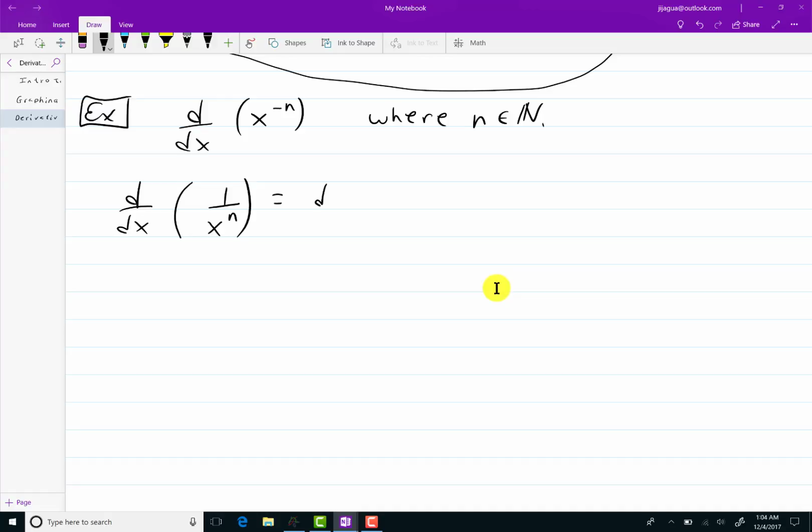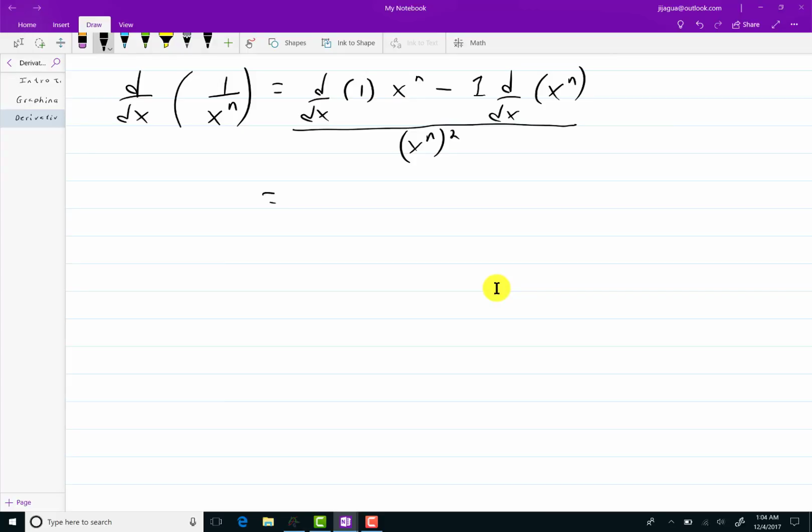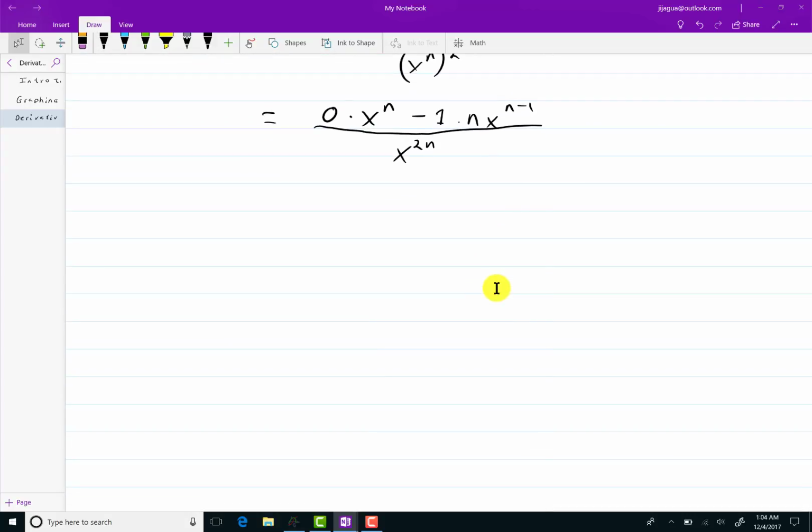The quotient rule says I take the derivative of the numerator first while leaving the denominator alone, minus I leave the numerator alone, the 1, and then take the derivative of the denominator. And that's all over the denominator squared. The derivative of 1 is 0. 0 times x to the n. Minus 1 times n, x to the n minus 1. We did that last time. All over x to the 2n. 0 times x to the n goes away. I end up with n x to the n minus 1 over x to the 2n.